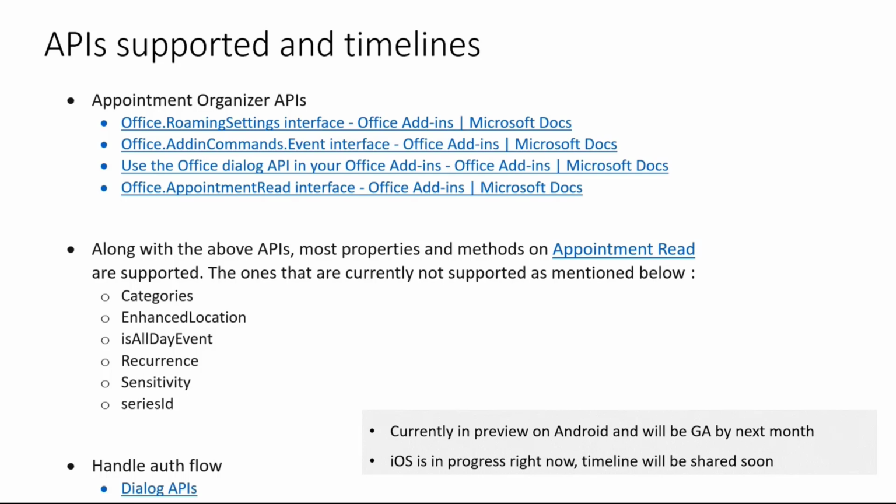In terms of the timeline, currently we are in preview on Android and will be GA by next month. And on iOS, the work is in progress, and we'll share the timelines very soon on when iOS will be out as well. But very, very excited to have this functionality, as this was requested by a lot of our partners, and we're looking forward to having you try it out and share some feedback with us on how this adds up to your use cases, and if there are any specific APIs or support that you need from our end on this.